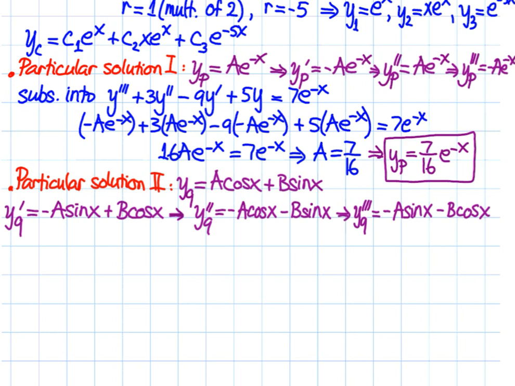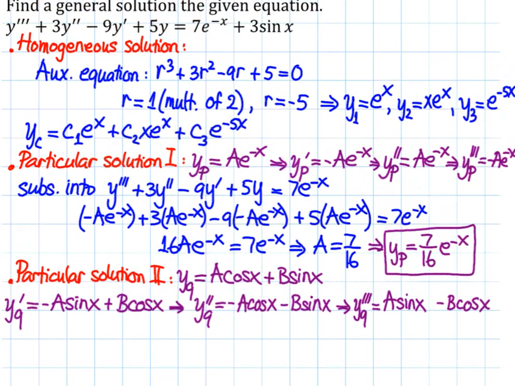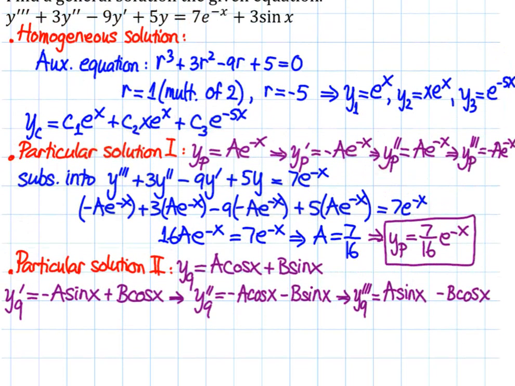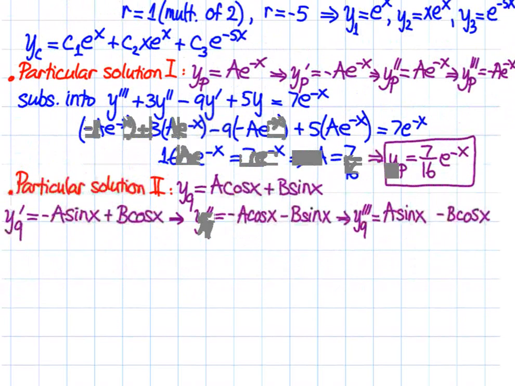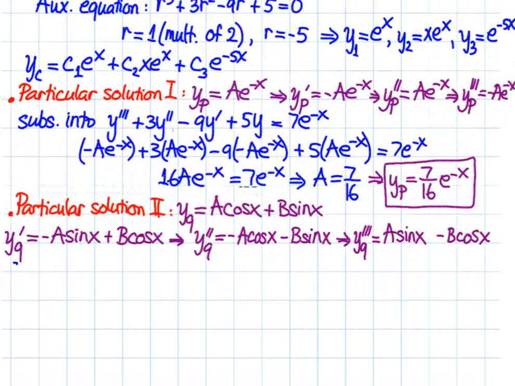I'm sorry, this should be a positive a sine x. Right, now we substitute into the equation. Our original equation, the right hand side is going to be 3 sine x. So let's get that here, and we will substitute into the equation.